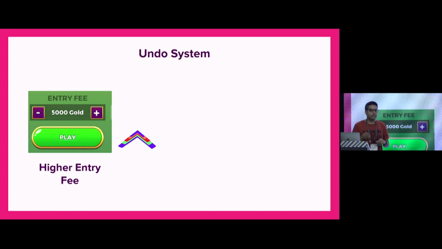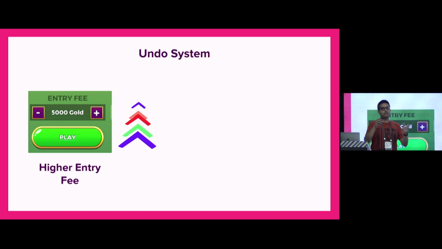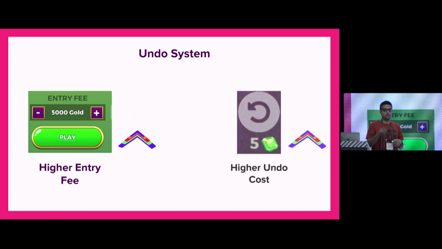Because players are risking a much higher gold amount, they would be willing to spend a lot more on gems as well, even the initial gems, because they don't want to lose that amount, basically. So we just try and churn out everything that we can out of the players.